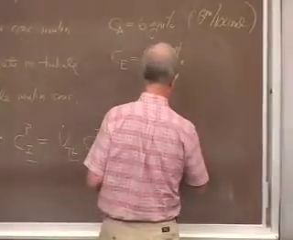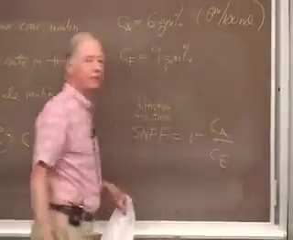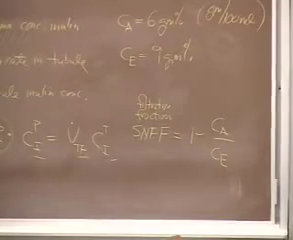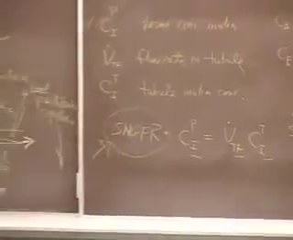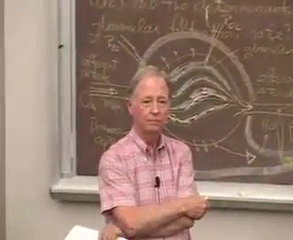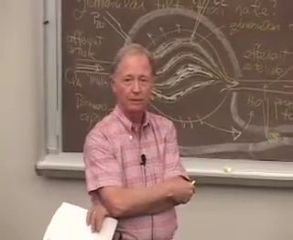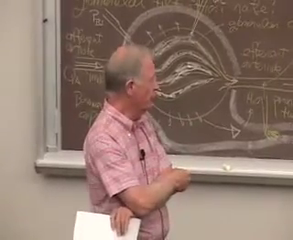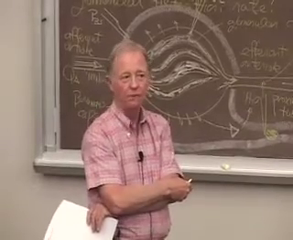That's equal to 1 minus CA over CE. Now, why does that make sense? If I didn't filter anything, what would SNFF be? It would be 0. Right, we held up a 0. If I filtered out all the fluid, CE would approach what?